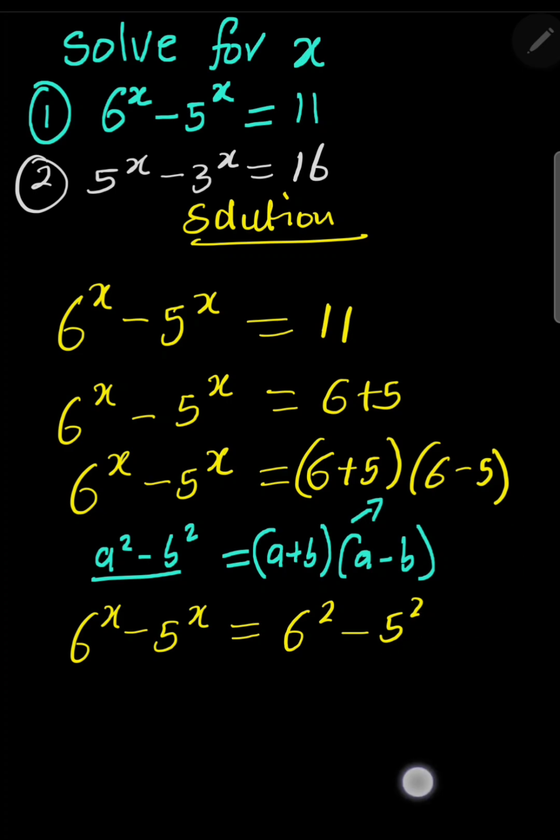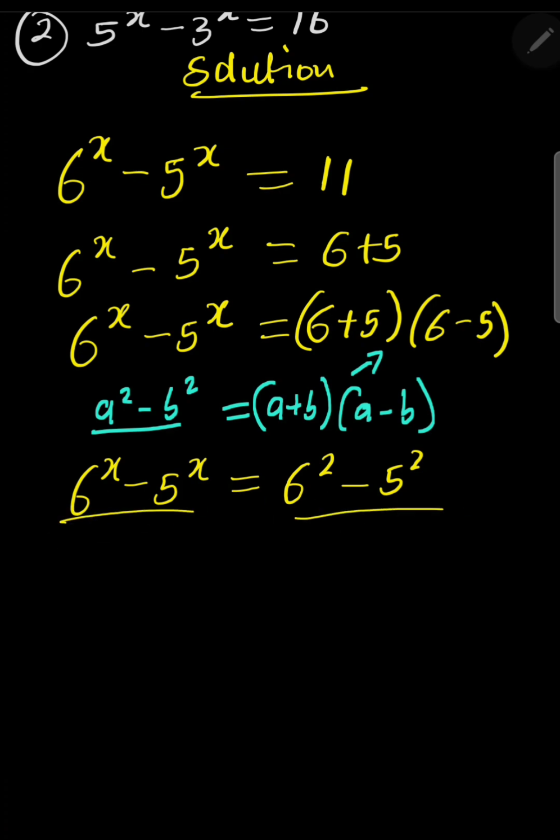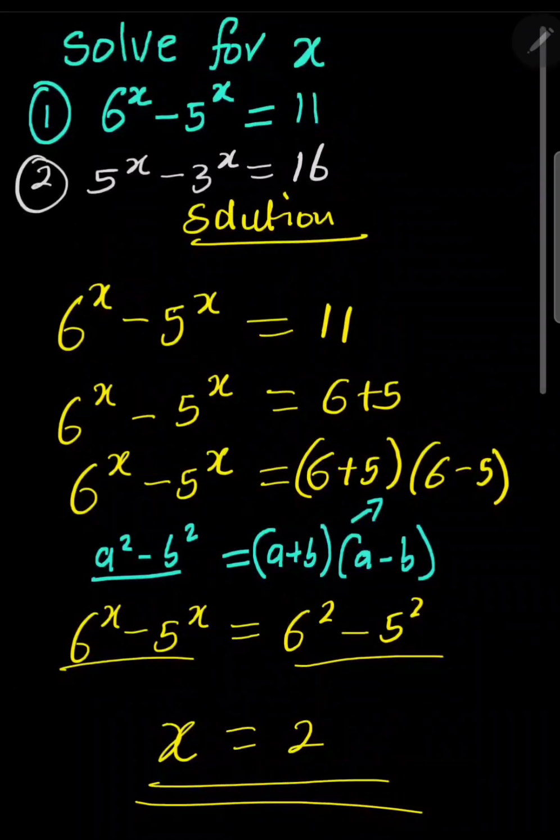Right. Now, what do you notice? We have 6 to power x minus 5 to power x. And in the right hand side, we have 6 to power 2 minus 5 to the power of 2. By comparison, you can see they are in the same format now, the same base. So since they are the same base, their power is also the same. So therefore, we can conclude that x is equal to 2. As you can see here, 6 to power 2, 6 to power x. So when we compare the base, the value of x is going to be equal to 2. So this is the value of x from the first equation.